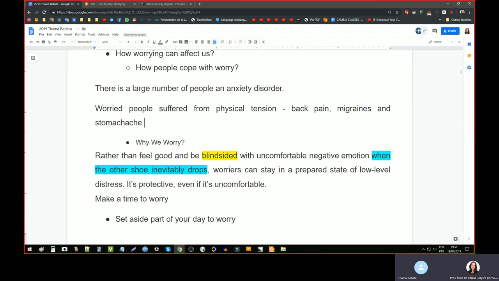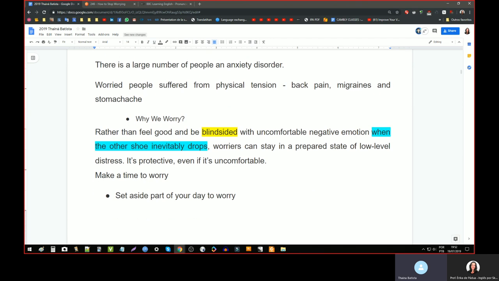For example, eat a lot of chocolate or hamburgers and things that are not healthy, and our stomach needs to deal with that behavior. Okay, and how can people cope?